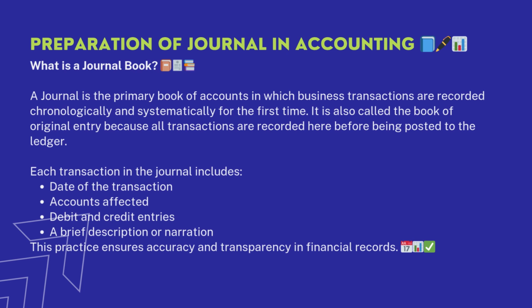Preparation of journal in accounting. What is a journal book? A journal is the primary book of accounts in which business transactions are recorded chronologically and systematically for the first time. It is also called the book of original entry because all transactions are recorded here before being posted to the ledger. Each transaction in the journal includes the date of the transaction, accounts affected, debit and credit entries, and a brief description or narration. This practice ensures accuracy and transparency in financial records.